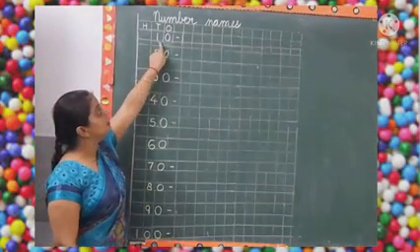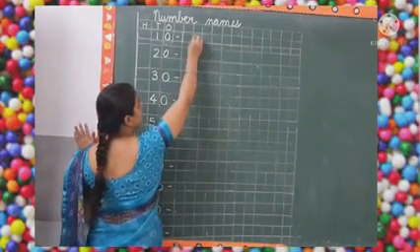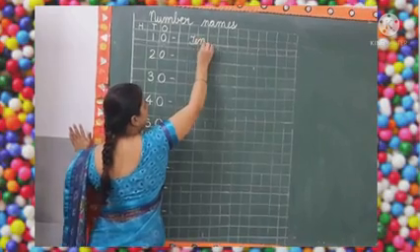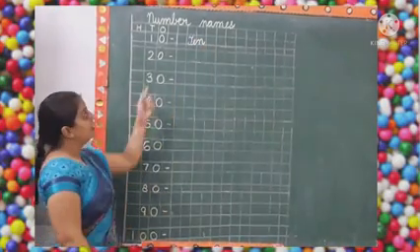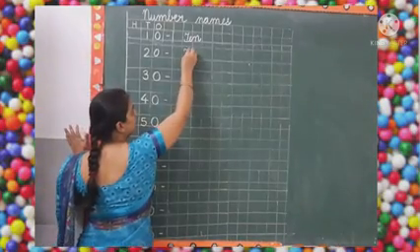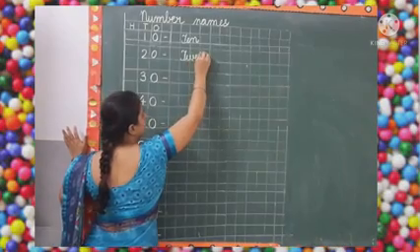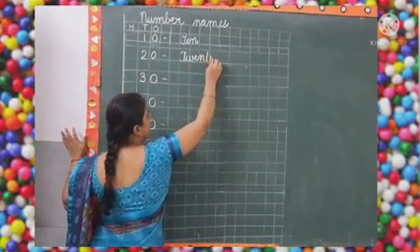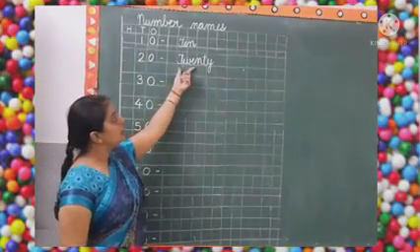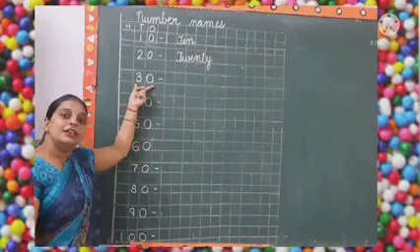Now see, our first number is number 10. And now we will write the number name for number 10. And that is T-E-N, 10. Right? Next number 20. So now the number name of 20. T-W-E-N-T-Y, 20. Okay? Now the number name for number 30.